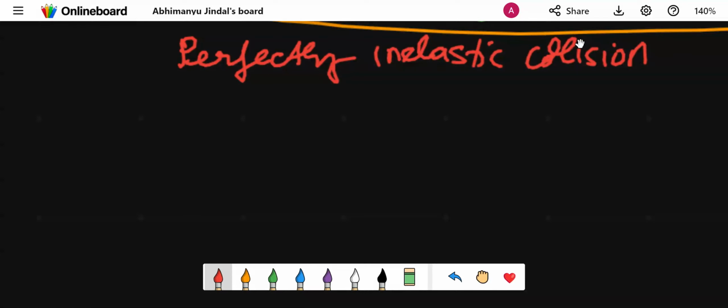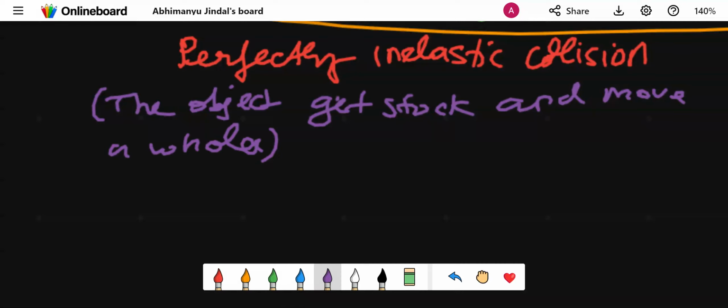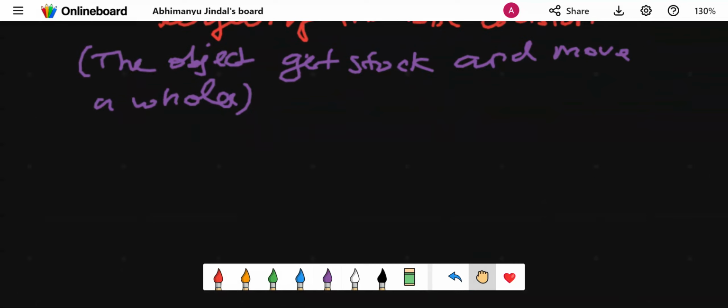In a perfectly inelastic collision, the key point to note is that the objects combine. They get stuck and they move as a whole. This is the main thing to remember. Now let me give you an example.